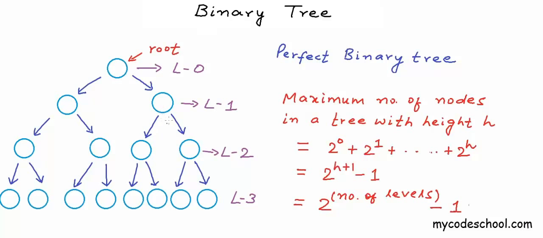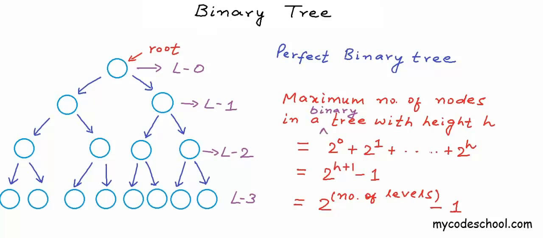In this tree, the number of levels is 4. We have L0 till L3. So the maximum number of nodes will be 2 to the power 4 minus 1, which is 15. So a perfect binary tree will have the maximum number of nodes possible for a height because all levels will be completely filled. Well, I should say the maximum number of nodes in a binary tree with height h.